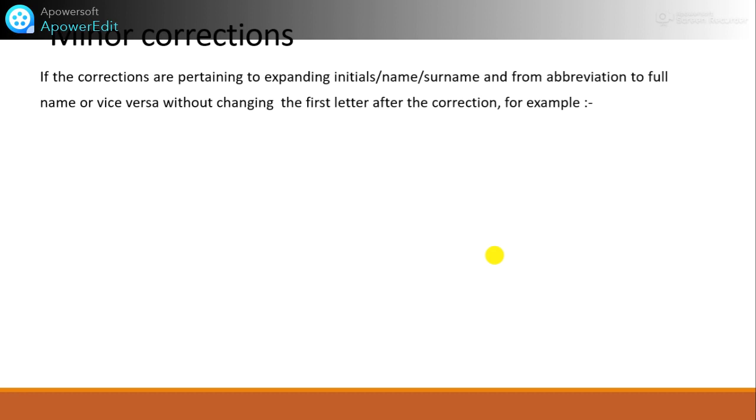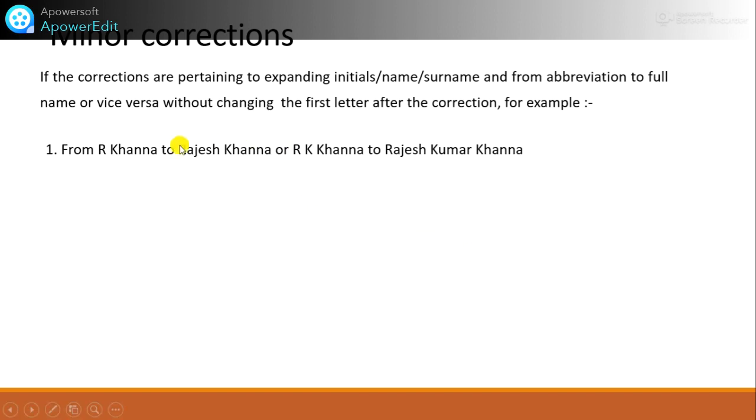So if the corrections pertain to expanding your initials where you have just a letter and you need to expand that, or your name or surname from abbreviation to full name or vice versa, without changing the first letter after the correction. For example, you can see here from R Khanna to Rajesh Khanna or RK Khanna to Rajesh Kumar Khanna. So here, if you notice, this R has not changed. So in such an instance, the correction is considered a minor correction.